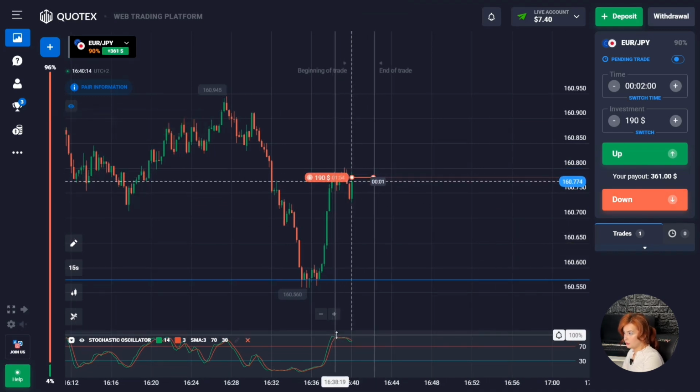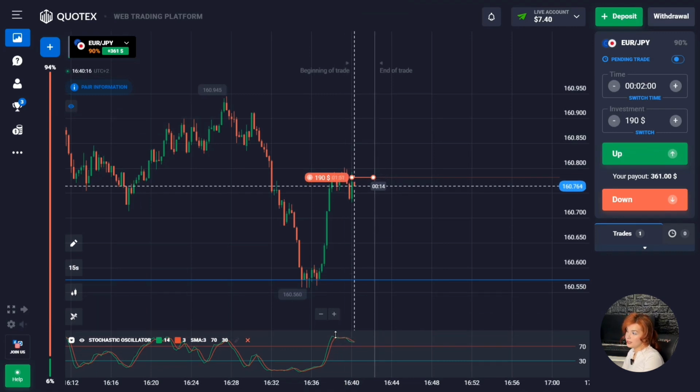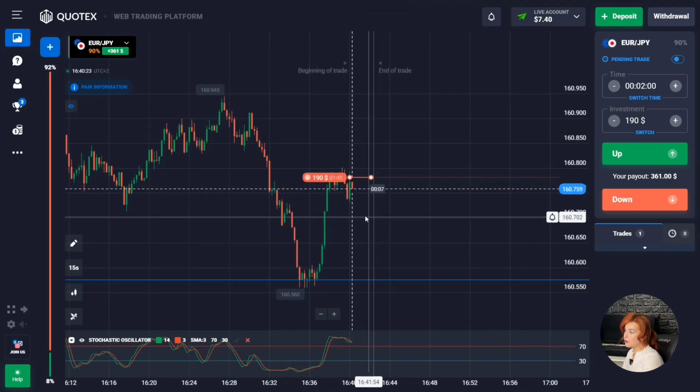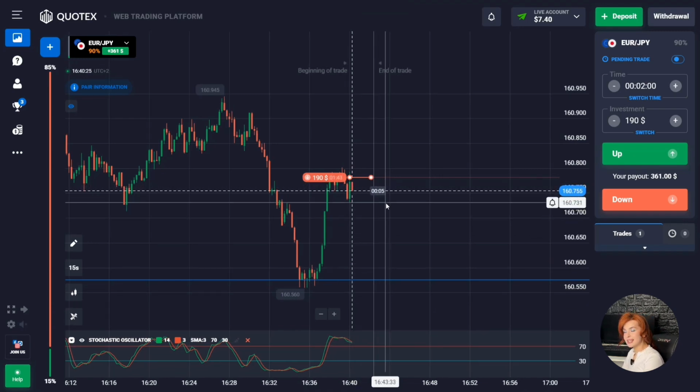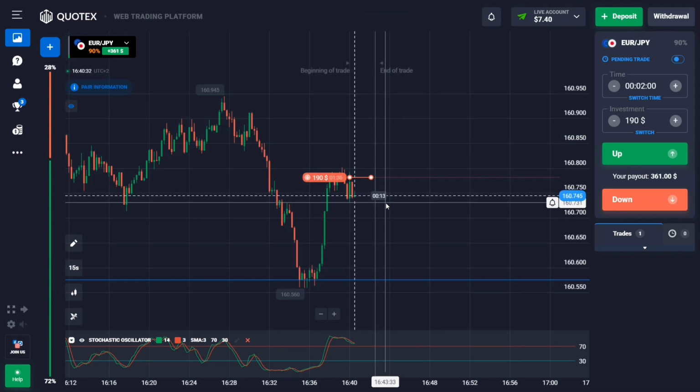At the same time, they turn around and move down. Thus, we understand that in the near future, the price will reverse from this area and will move down. We will try to make money on this downward movement. I hope that 2 minutes will be totally enough for us.